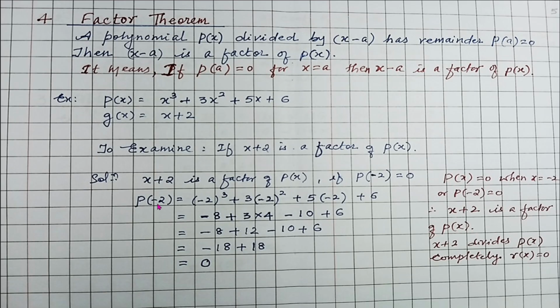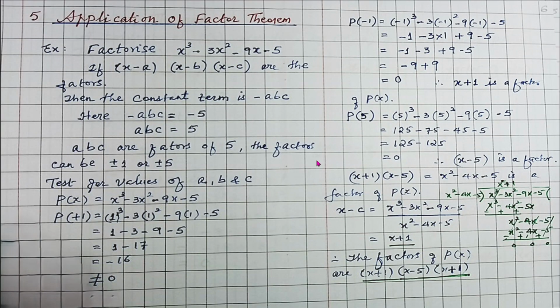That means if p of minus 2 becomes 0, then x plus 2 is a factor. We have verified that x plus 2 is a factor of x cube plus 3x squared plus 5x plus 6. So remember, this is the method of finding out whether a given polynomial is a factor of another polynomial. Remember that. Okay. Then coming to the next very important thing, the application of the factor theorem.